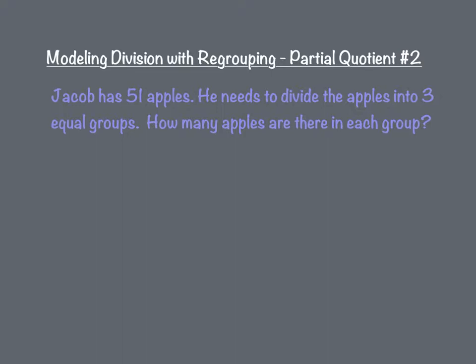So, my mind movie, I see a boy named Jacob, and what does he have? That's right, he has apples. How many apples? Good, 51. He needs to divide them into how many groups? Excellent. Yes, 3 groups. And how do we know it's 3 groups? Absolutely. It shows it in our problem. So let me go through it. Jacob has 51 apples. He needs to divide them into 3 equal groups. How many apples are there in each group?